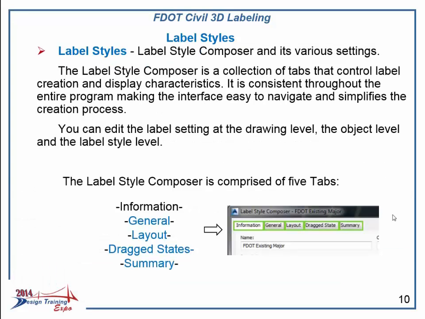So what is the label style composer? Well, the Label Style Composer is a collection of tabs that controls label creation and display characteristics. It is consistent throughout the entire Civil 3D program, making the interface easy to navigate and simplifying the creation process. You can edit the label settings at the drawing label level, the object level, and the label style level. If you look at the example on the bottom, you can see that the Label Style Composer comprises 5 tabs: Information tab, the General tab, Layout, Drag States, and Summary. So let's look in greater detail at how each one of these tabs works.